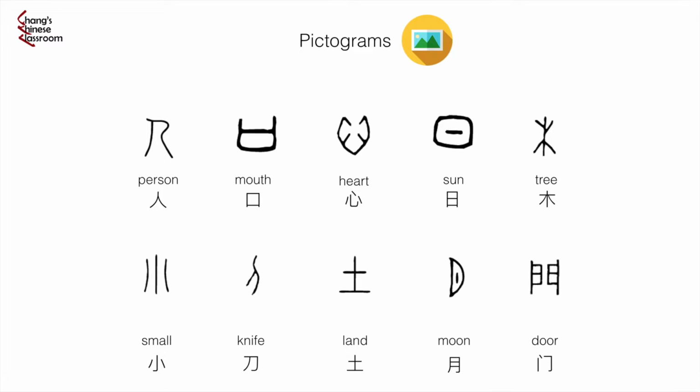So, this is what they look like in the modern world. As you can see, they evolved from more curved lines to modern straightforward straight lines. The person is a person now, they could fully stand, and the mouth became a square just to keep the shape of the mouth. The heart looks a little bit different as it's been simplified. So does the door. The sun and the moon, as I said, are more towards straight lines or squares rather than curved lines. But you can still see the tree, the small, the knife, and the land are pretty much similar to the original shape.